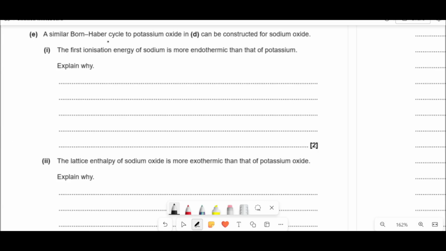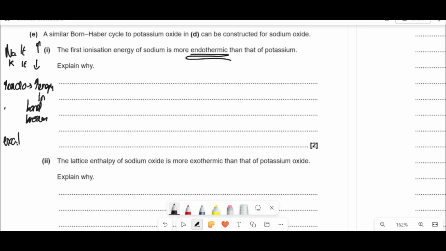So there you go. Now it says a similar Born-Haber cycle for potassium oxide can be constructed for sodium oxide. The first ionization energy is more endothermic than that of potassium. So what that's saying is that for K versus Na, the first ionization energy for sodium is higher, and this one is lower, right? If you're having a more positive or higher enthalpy change, that means you're getting more endothermic, which means more energy is absorbed, and that means bond breaking. Whereas exothermic is less, more negative, and that's energy released, and that's bond making.